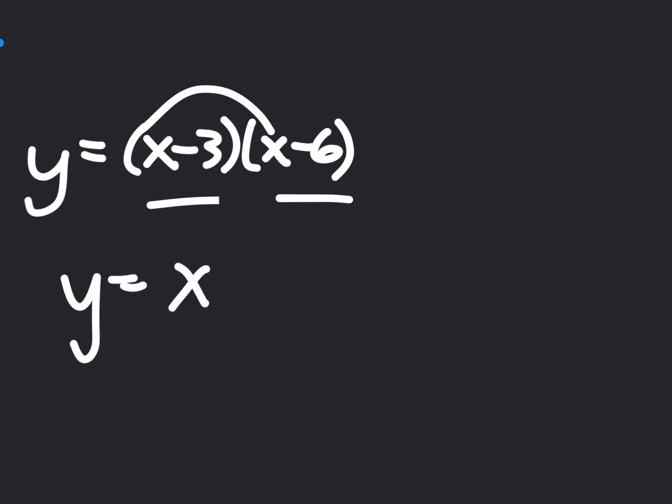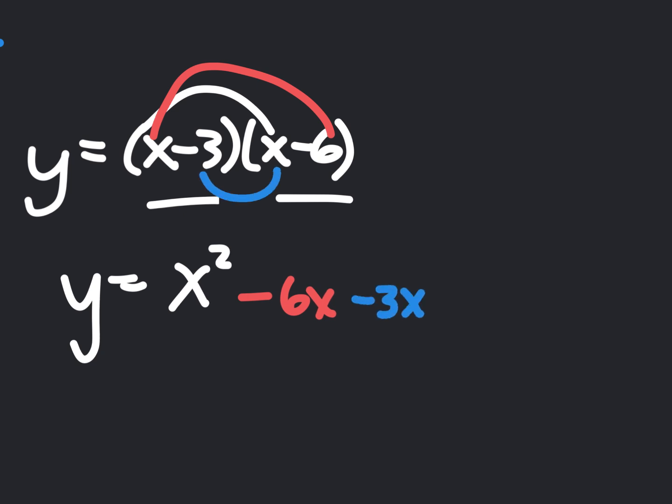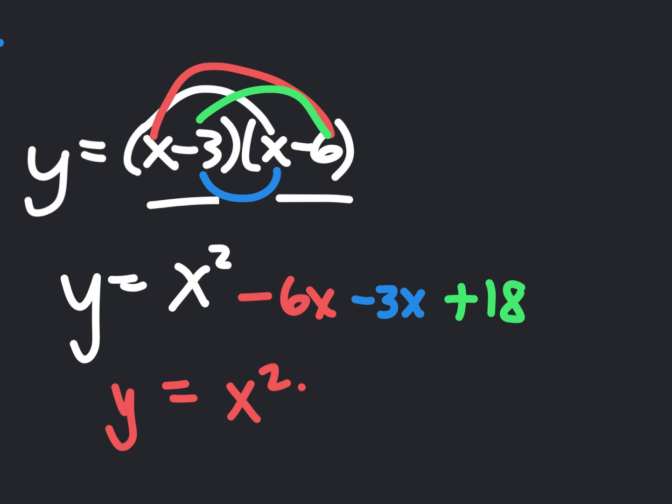You go first, make x squared. The outside ones, I'm going to use different colors, just color code this. The outside one makes negative 6x. The inside ones makes negative 3x, and yes, they can go together. And then the last ones make negative 3 times negative 6 is positive 18. And then I'll put it all together, and I'm going to say y equals x squared minus 9x plus 18.